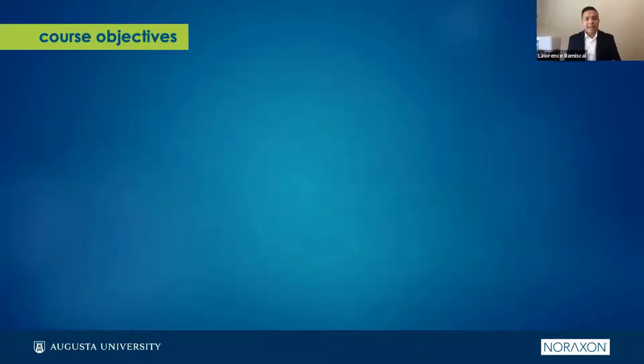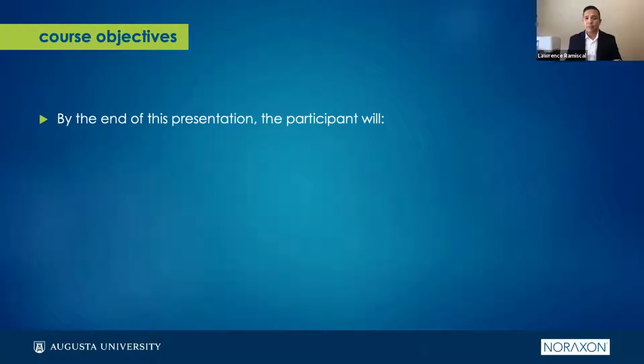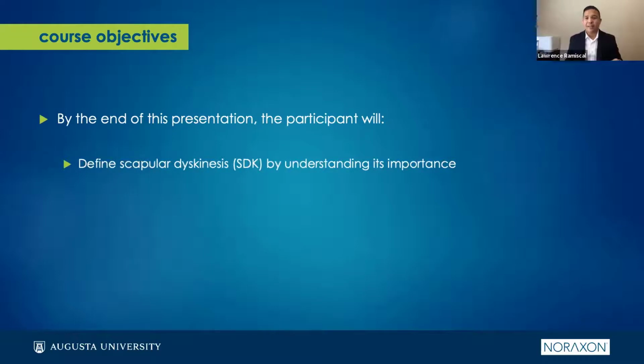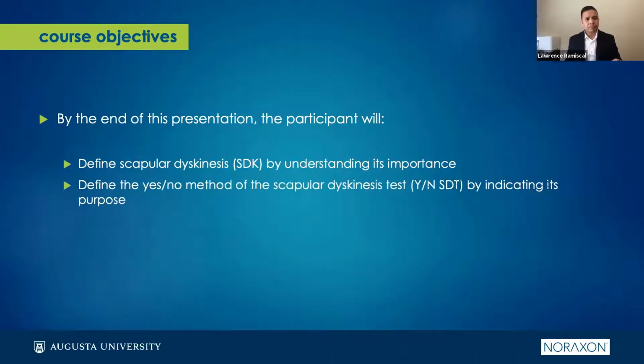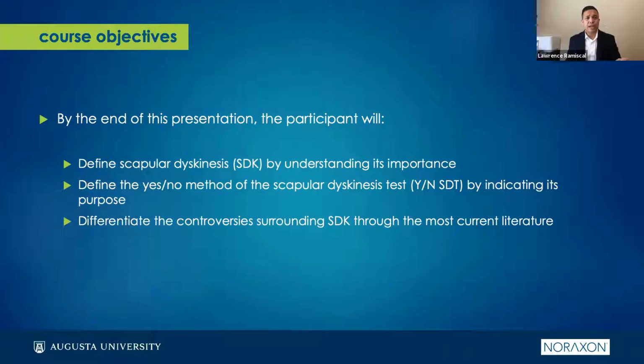Just like any other presentation, we have to have course objectives. By the end of this presentation, each participant, whether you are live or watching this recorded, will be able to define scapular dyskinesis, which we're going to call SDK in this presentation, by understanding its importance. The participant will also be able to define the yes and no method of the scapular dyskinesis test, a variant of it, by indicating its purpose. We're also going to differentiate the controversies surrounding scapular dyskinesis through the most current literature.